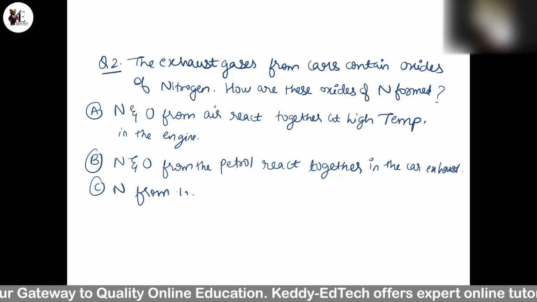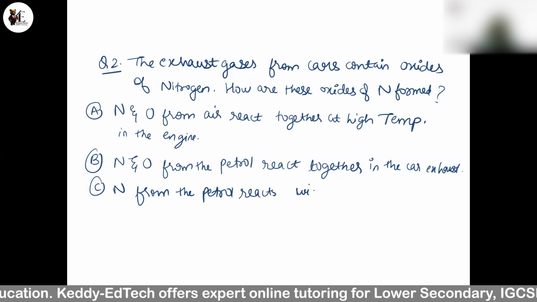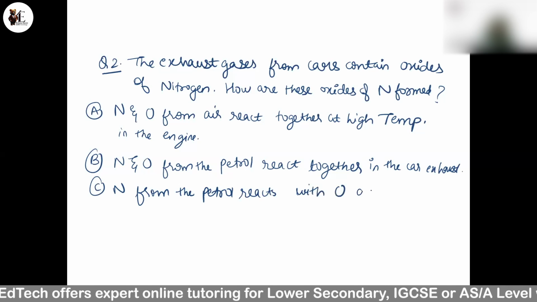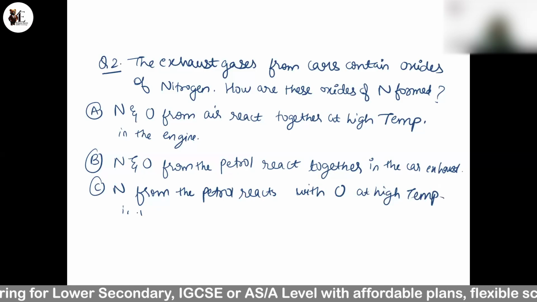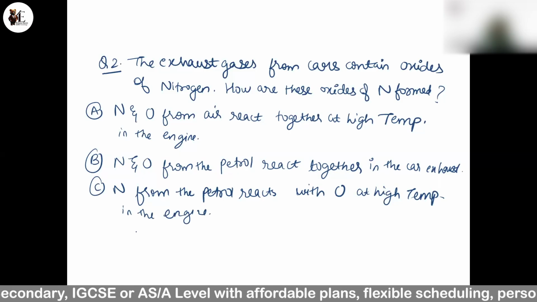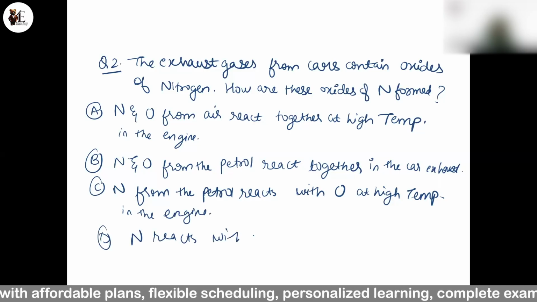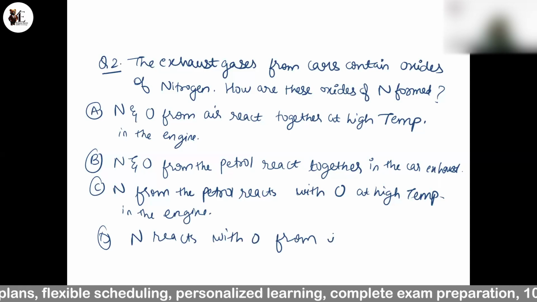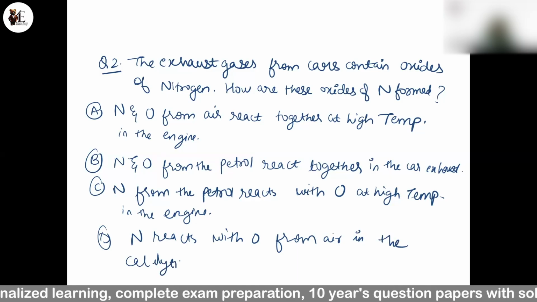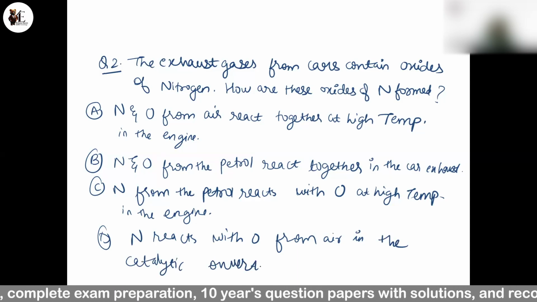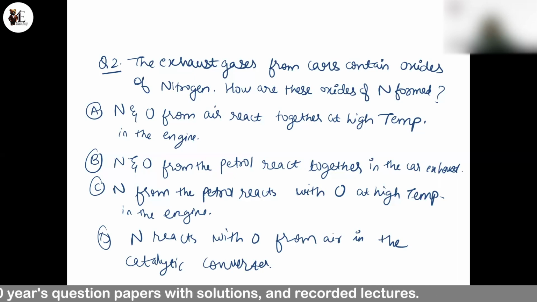Nitrogen from the petrol reacts with oxygen at high temperature in the engine. And the D option is nitrogen reacts with oxygen from the air in the catalytic converter. So read all the options and the question carefully and try to solve this question. Although we haven't covered this chapter, this is easy, so we can do this.